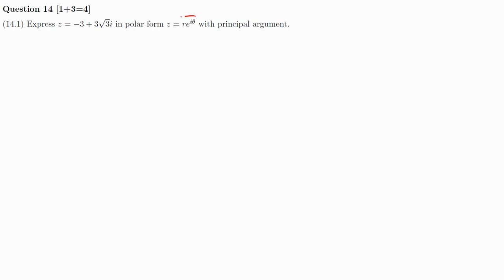Express this in polar form, with principal argument. Okay, so first of all, to make it a bit easier, let's quickly draw how this would look, just to help us out a bit. On this axis, we have the real numbers, and this axis will have the imaginary numbers. So the real part is minus 3, and the imaginary part is 3 square root 3. So it will be somewhere there. So we're going to draw our triangle like this, and we're going to set our theta here. And this will be minus 3, and this is just 3 square root 3.